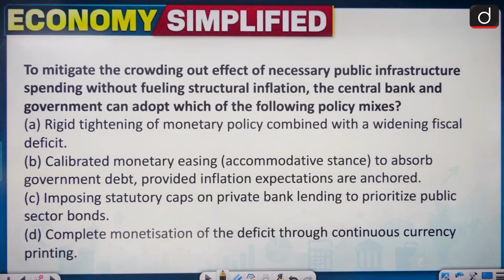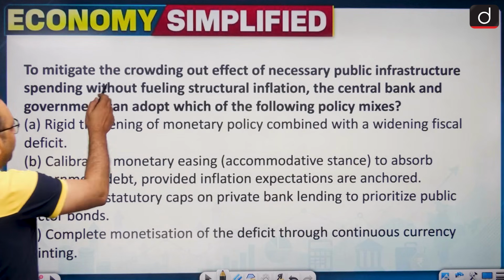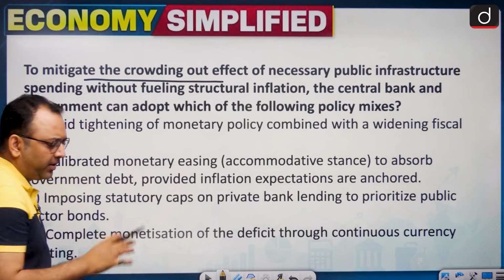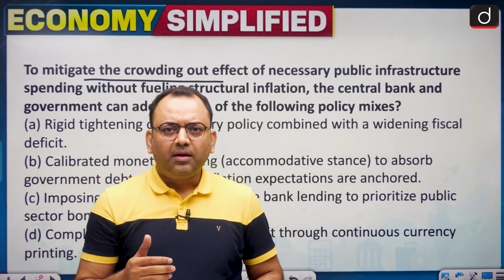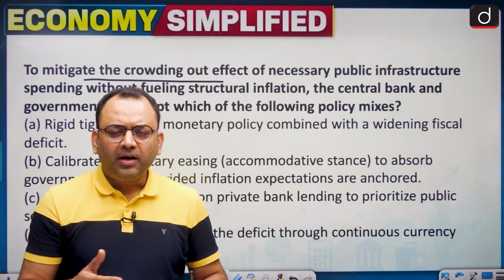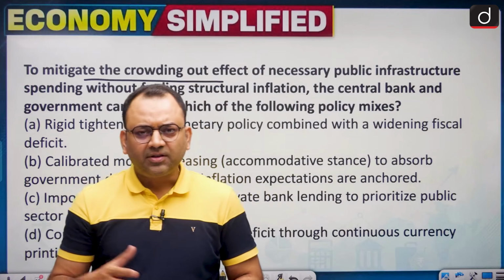The question is to mitigate the crowding out effect of necessary public infrastructure spending without fueling structural inflation. The central bank and the government can adopt which of the following mixes? You see, the question here is that we need to mitigate the crowding out effect, right? The point is when the crowding out takes place, the government has borrowed money, and we know in India it is mostly for the populist schemes.